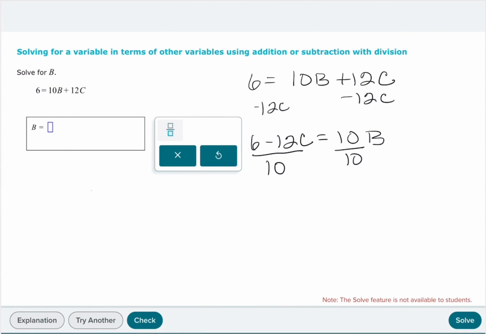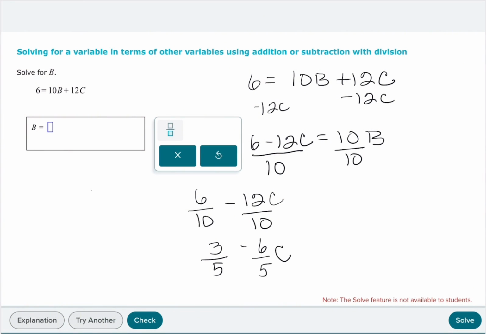And if I were to simplify, because I can simplify this, this would be 3 over 5 minus, if I divide both by 2, 6 over 5, and that would be C.